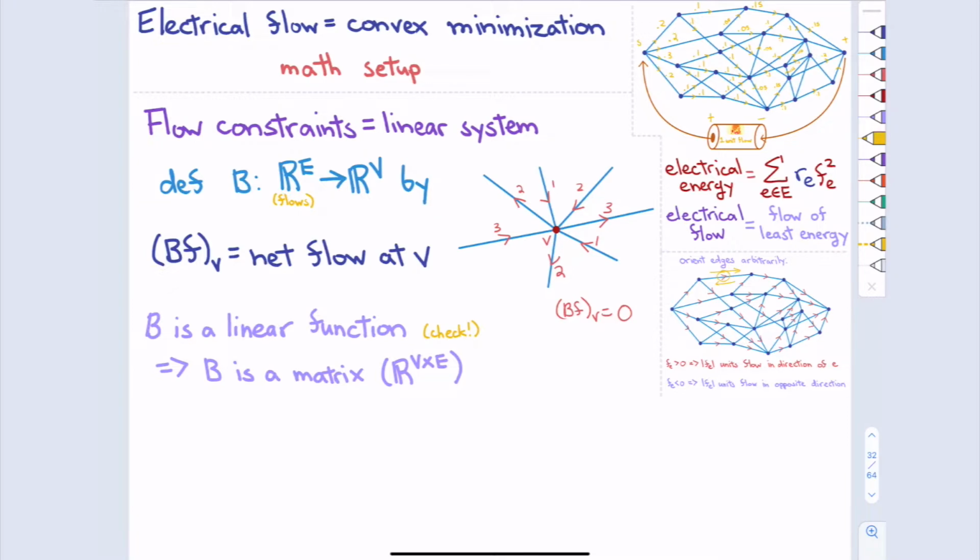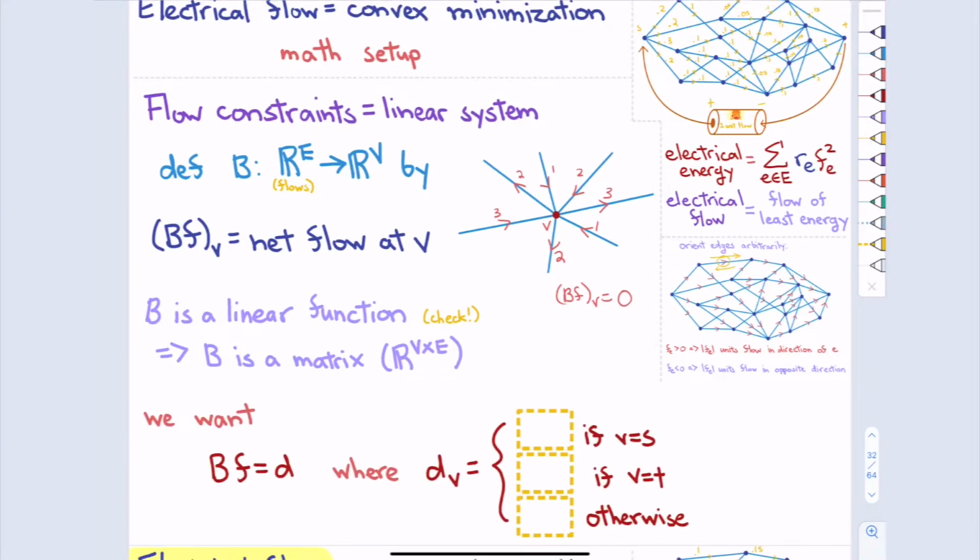So I guess that would be some examples, some flows going in, some flows going out. The net flow is 0, so Bf of v is 0. Really, the main high level point is that net flow is a linear function of the flow.